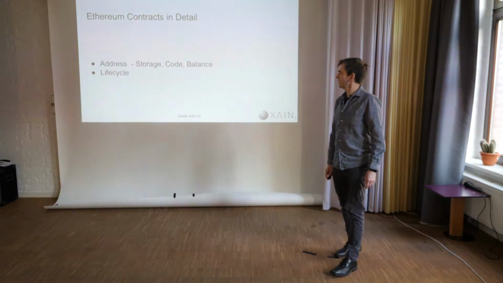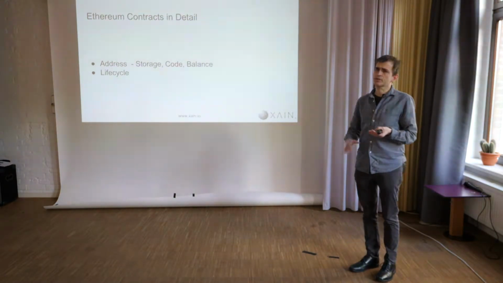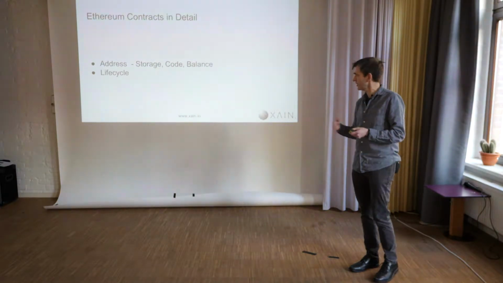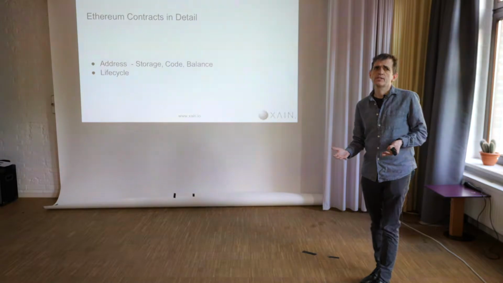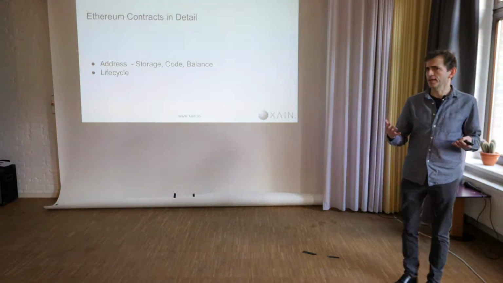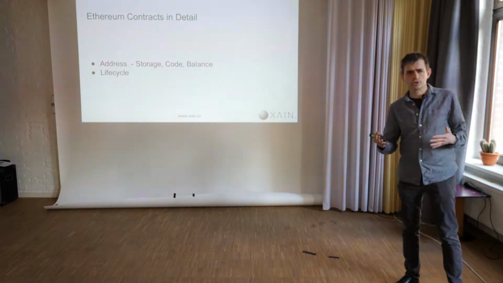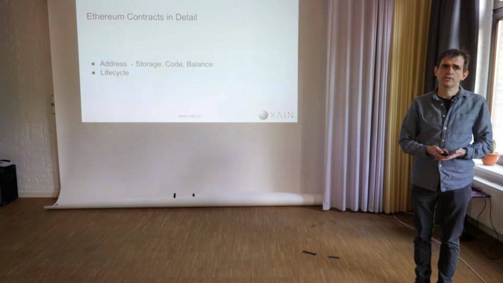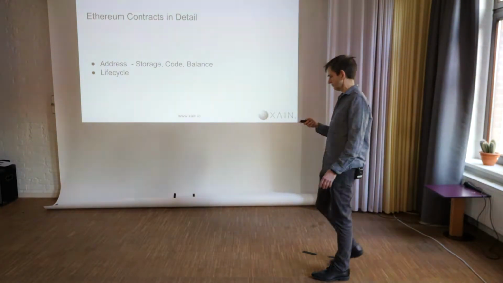Okay, so when I talk about the contract, I want to begin with what it's made up of, and then we'll talk about the life cycle. What it's made of: it has an address, similar to any wallet address on Ethereum, but it also has some storage, it has some code, and then like a wallet address, it can have a balance. So your smart contract can hold some value in the form of Ether.